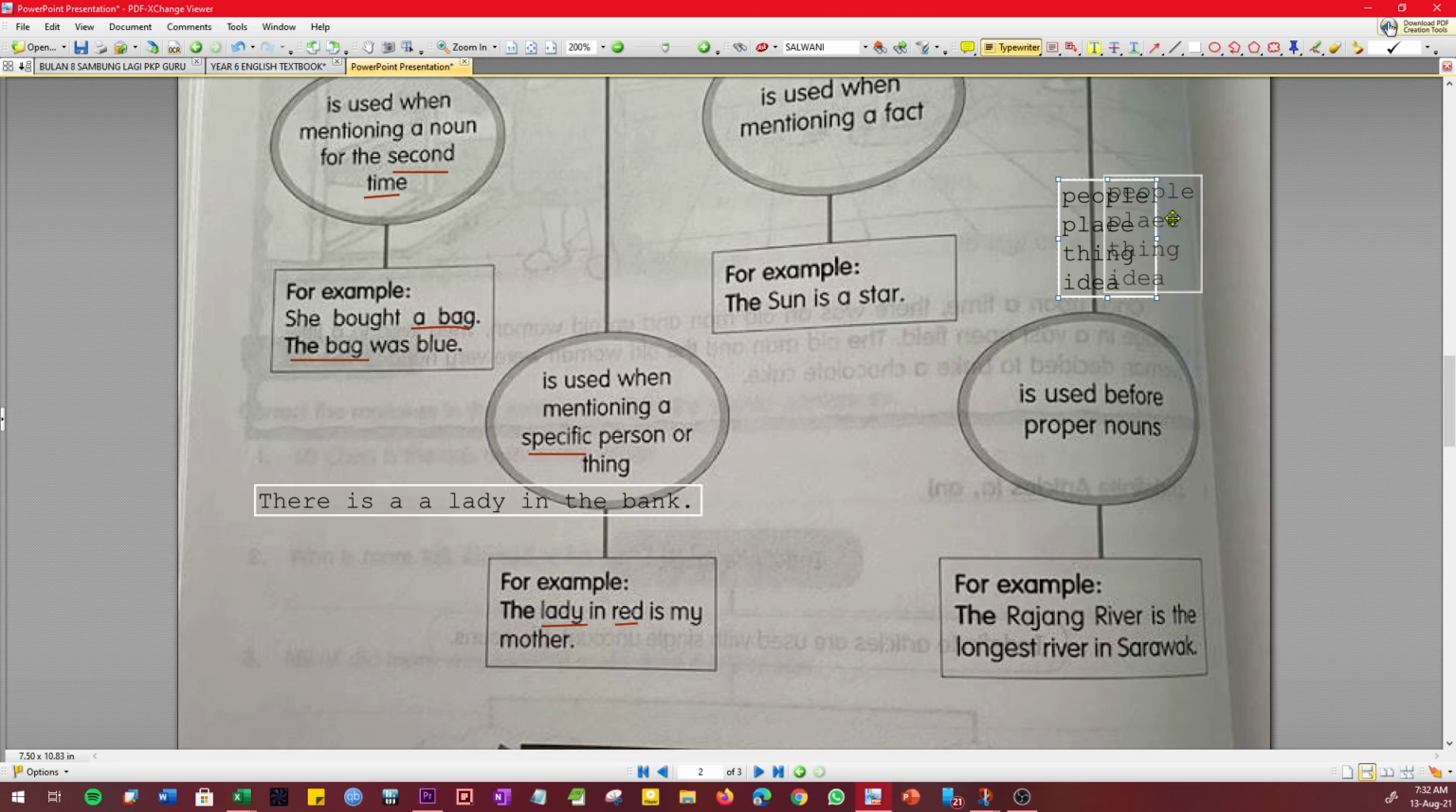So these are nouns. The Rajang River is the longest river in Sarawak. Okay, it falls in what category? The Rajang River. In what category is it? It is in place category. Yeah? Place category.